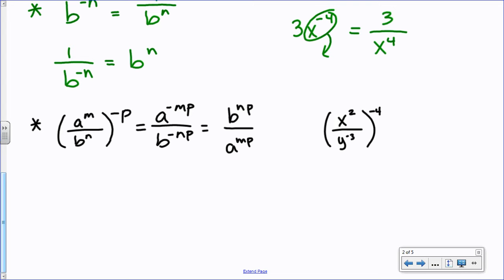That's x squared over y to the negative 3, all to the negative 4. So what I do is distribute first, and then if there's negatives, then you move. Okay, I didn't move the negative exponents at the end, just because sometimes you'll end up with positives. So that's x to the negative 8.